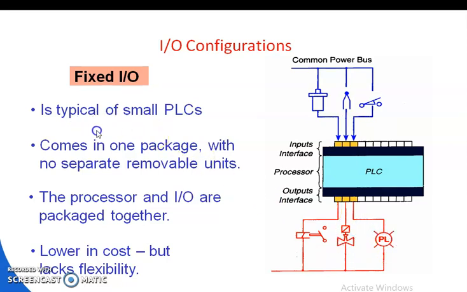It is typical of small PLCs that come in one package with no separate removable units. The processor and I/Os are packed together, lower in cost but lacking flexibility. So this PLC has different segments, numbered 1, 2, 3, 4 in this way. Several segments are marked here. The upper segments are connected to the power bus. The lower segments are connected to the different loads.